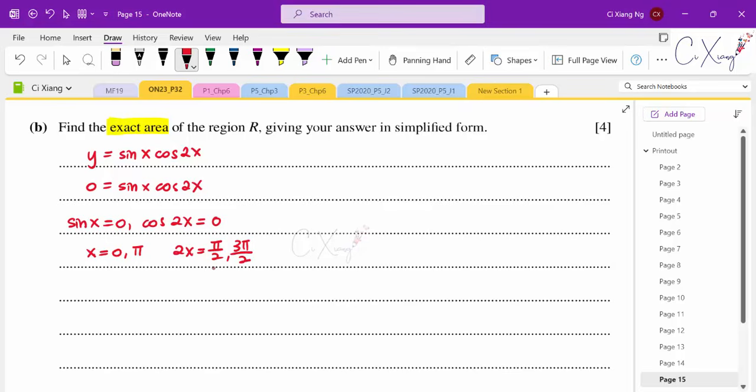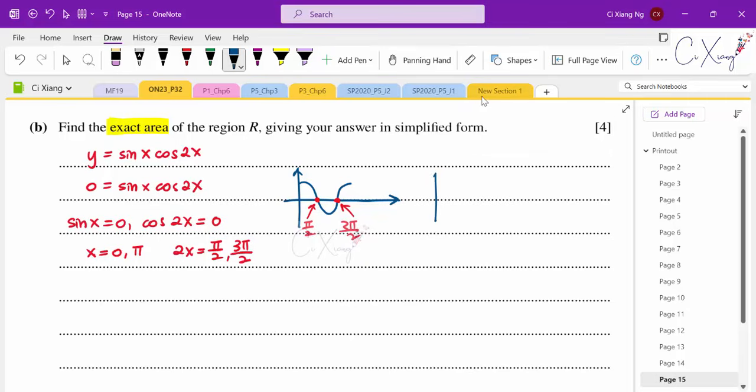Just in case you're not sure how to get the answer for cos 2x equals 0, basically you need to solve it by using the graph of cos. The cos has this graph. Then the x-intercepts when cos 2x equals 0 are actually these 2 points. So these 2 points will be pi over 2 and also 3 pi over 2. So you actually need to memorize the basic curves for trigo.